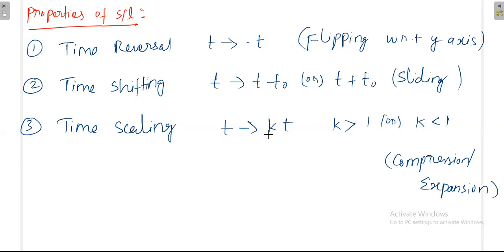Okay, t will be replaced by kt. The k value can be greater than 1 or less than 1. When you are changing the time, then frequency will change. Okay, then either that compression or expansion will happen. So based on that, either k is greater than 1 or less than 1, you'll get either compression or expansion. Now we'll see one by one in detail.